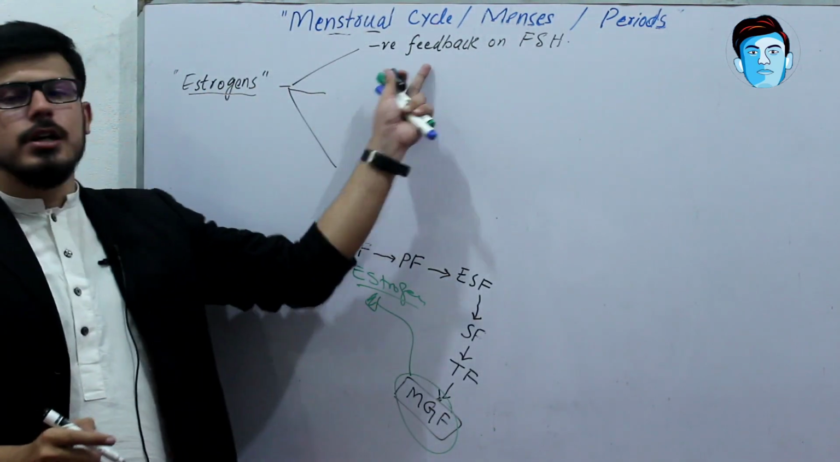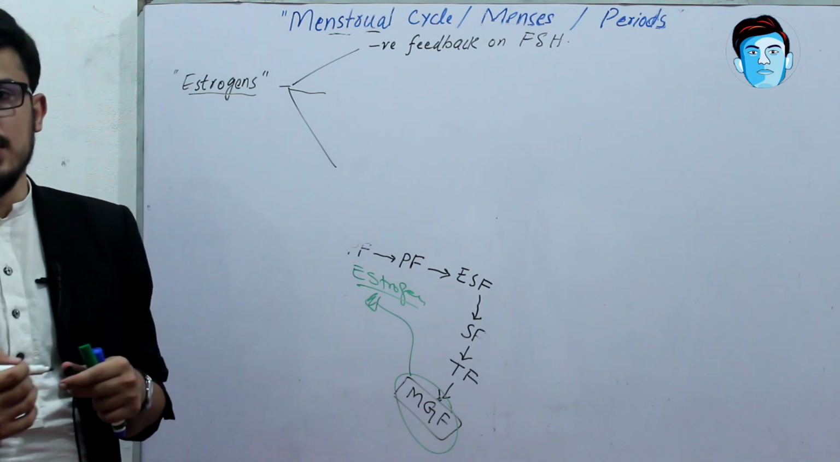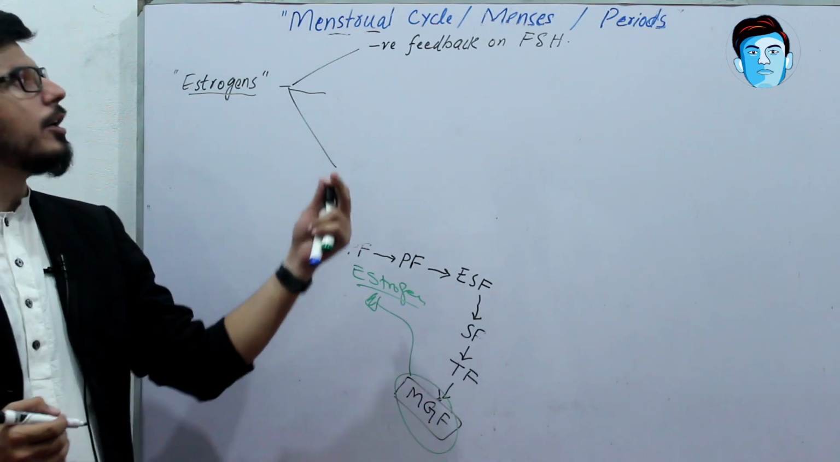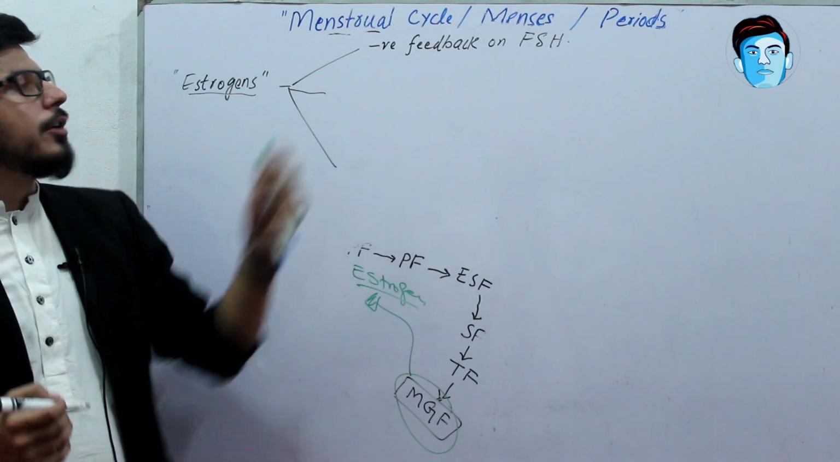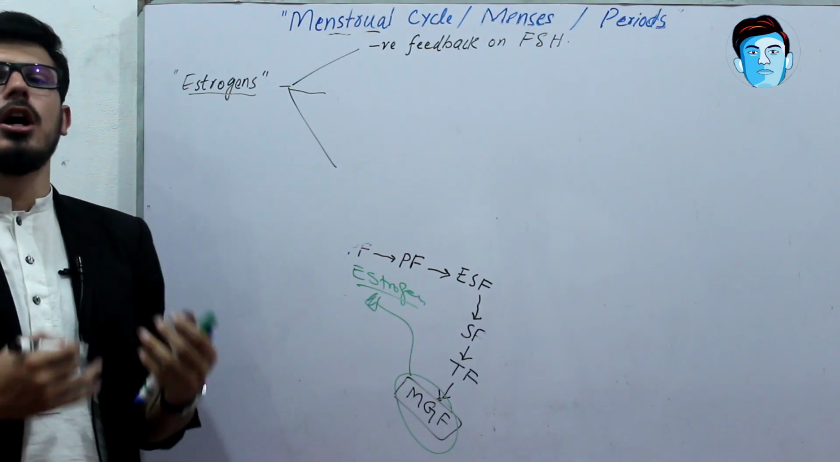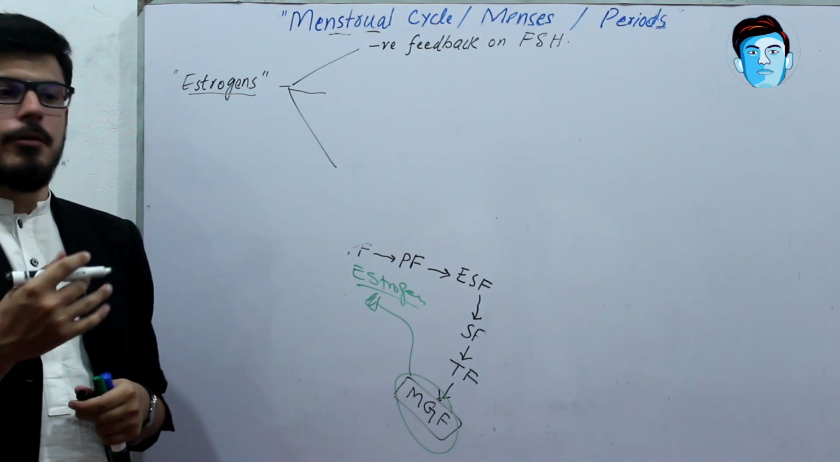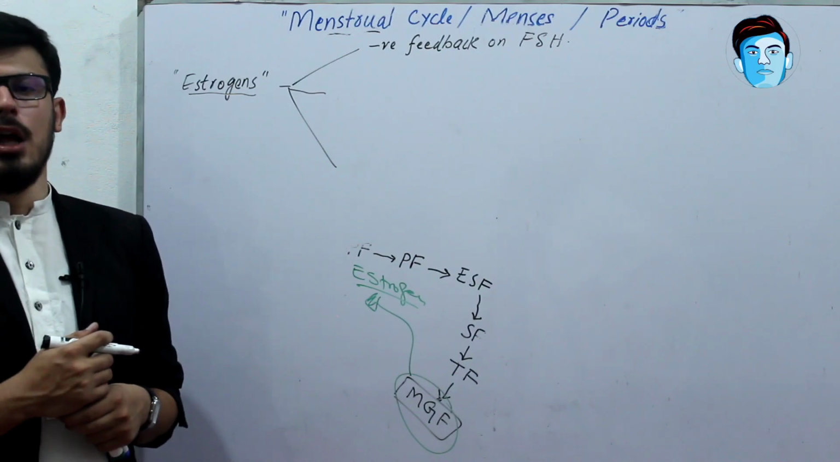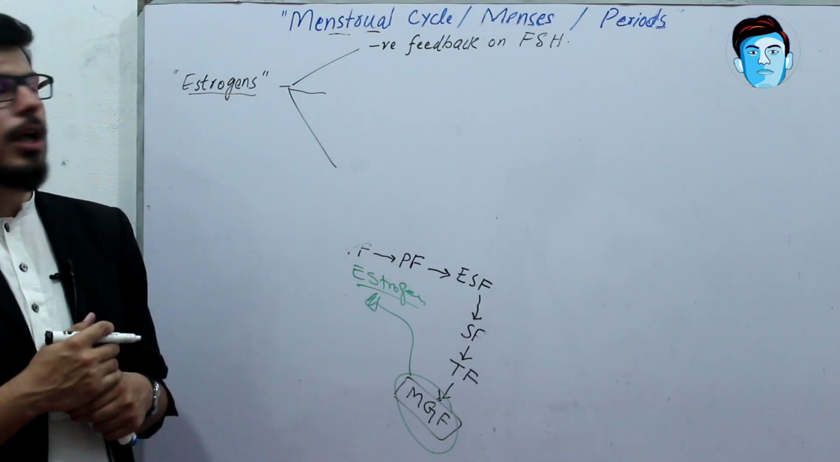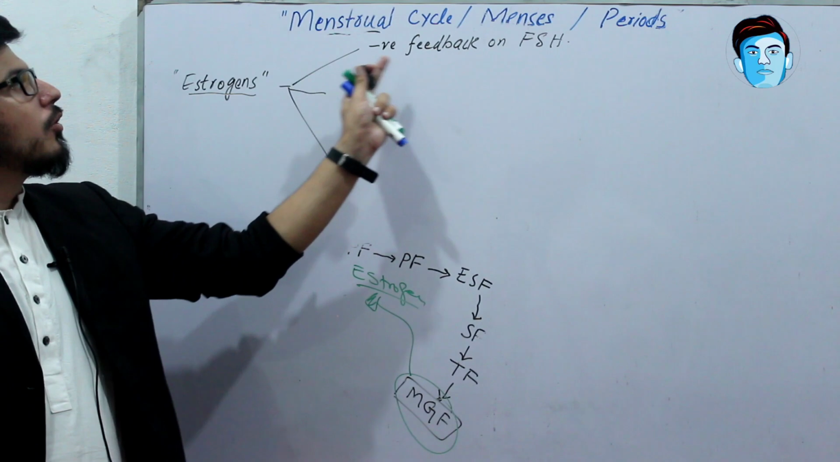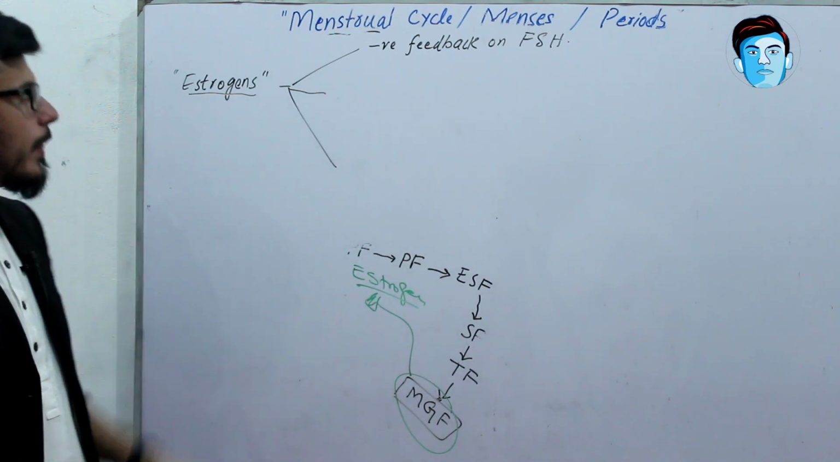And what is the significance of it? So that no more FSH is released further in the upcoming condition, so it decreases the FSH level and does not stimulate follicular growth and maturation beyond the required level. So it has a negative feedback mechanism on the FSH.